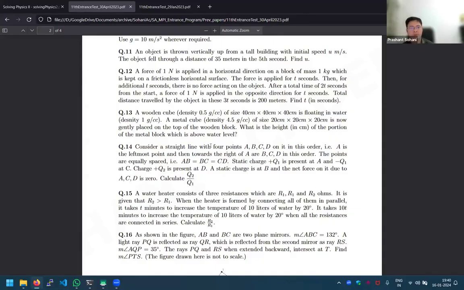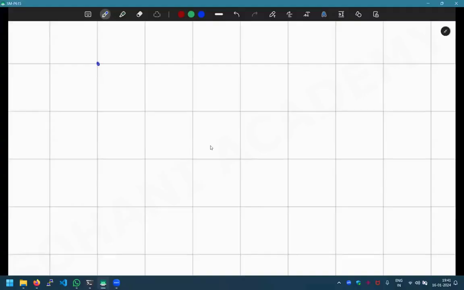Anybody who has already solved the question, can you raise your hand? Okay, Anirudh, you want to explain? Yes, sir. Just give me 1 minute. Let me just draw the diagram for everybody.